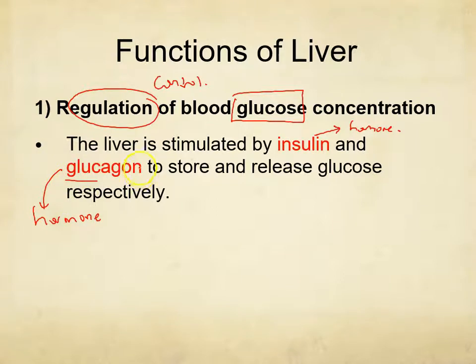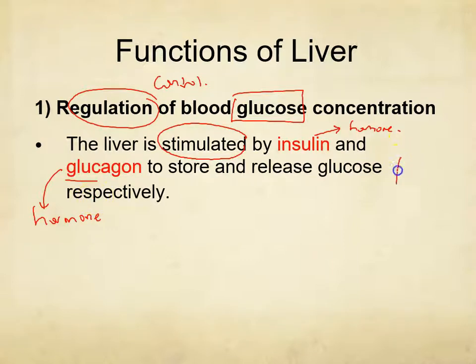Now, people always confuse glucose and glucagon, so this one you really have to write a few times for you to remember. So the liver is stimulated. The meaning of stimulated means it is activated. So without insulin and without glucagon, the liver cannot do anything. But the moment the liver receives insulin and glucagon, then it will be able to carry out its action. So that means insulin and glucagon are not the ones who are carrying out the action.